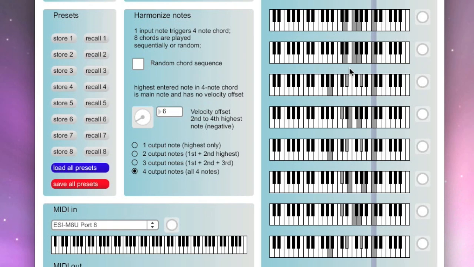Now I can either have the MIDI harmonizer play the chords in sequence or in a random manner. By clicking the random switch over here, I determine the way the chords are being played.